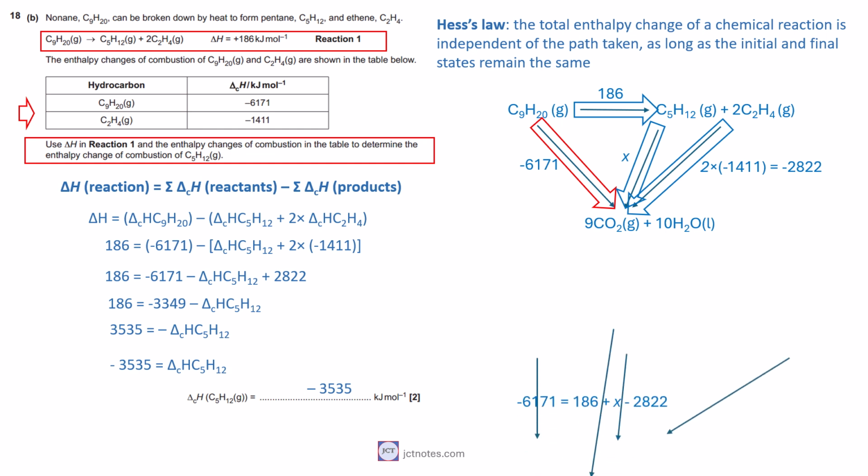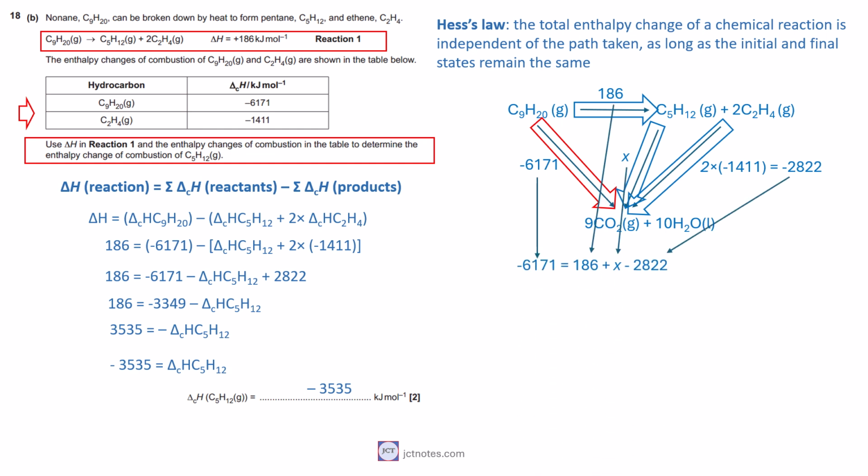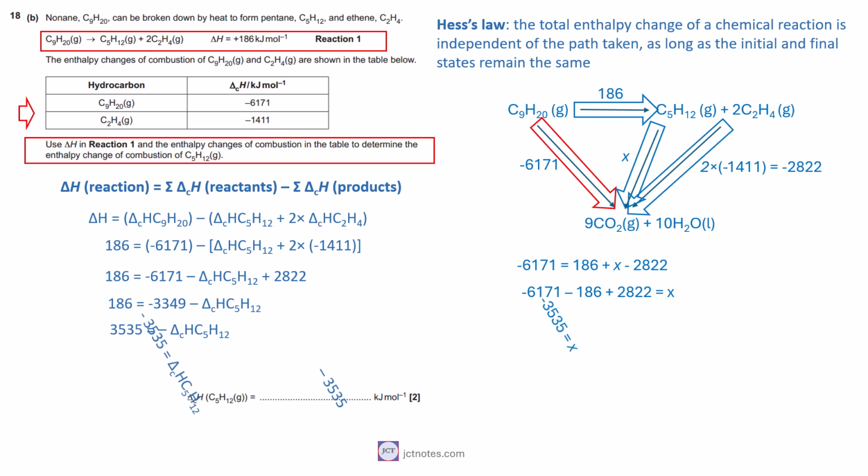This means that minus 6,171 is equal to 186 plus X minus 2,822. Making X the subject, we have that X is equal to minus 3,535 kilojoules per mole, the same as using the formula.